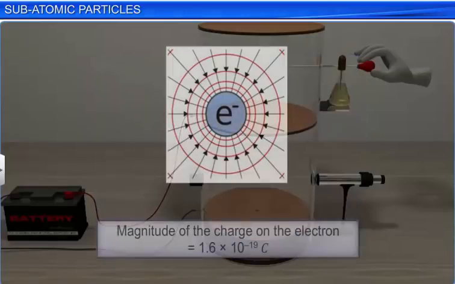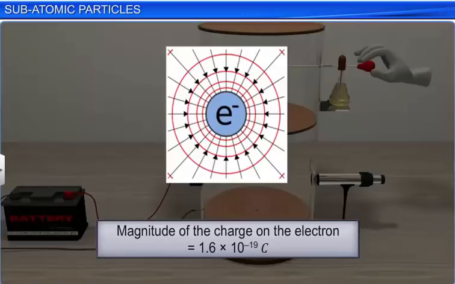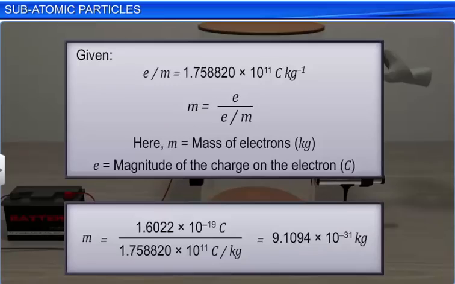Knowing the values of Q and N, Millikan calculated the charge on an electron to be 1.6 × 10^-19 coulombs. The mass of the electron, or ME, was then determined by combining the results of Millikan's oil drop experiment and Thomson's value of the E/m ratio, and was found to be 9.1094 × 10^-31 kgs.